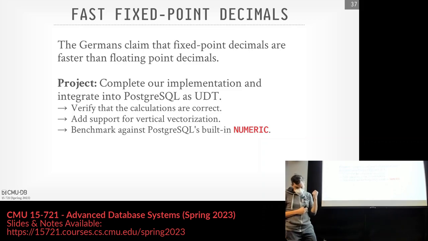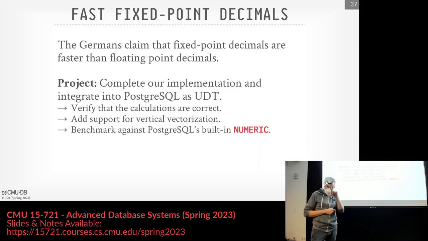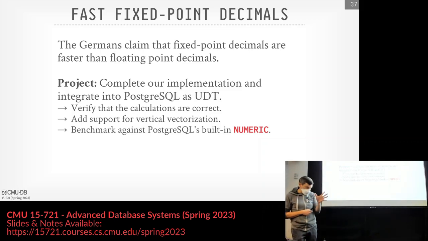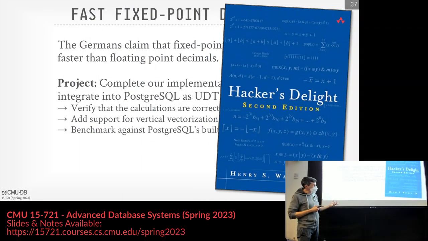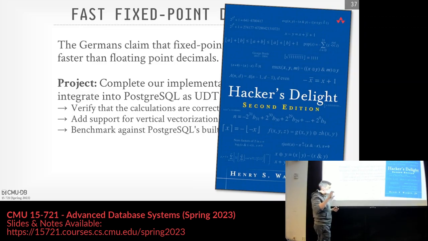Anyway, so when I say the Germans, for this project, I supposedly mean Thomas Neumann. So he kept making this claim that the way HyPer did numerics was super efficient, way better than anything else, and that nobody else did it the way he did it. And that it was easy to do, which he said about a bunch of things, and I know that's not the case. So what he claimed was that in this book called Hacker's Delight, which is an interesting book, it's not something you just read casually, there's a bunch of bit shifting operations or tricks you can do to do fast floating point arithmetic or floating point operations.